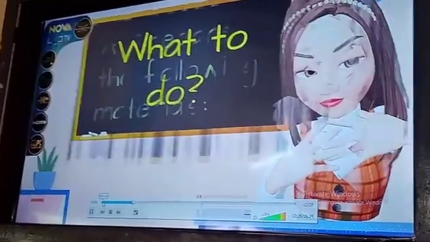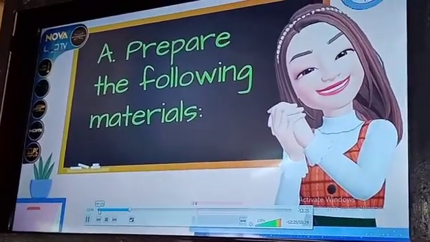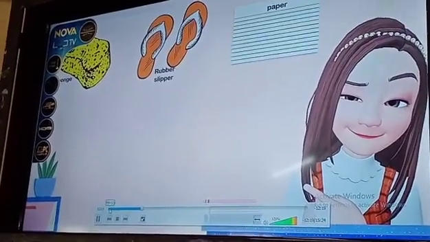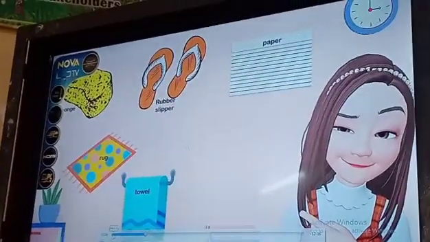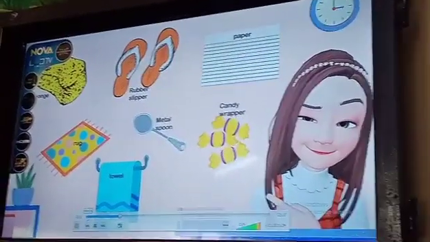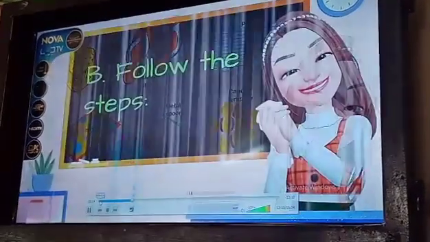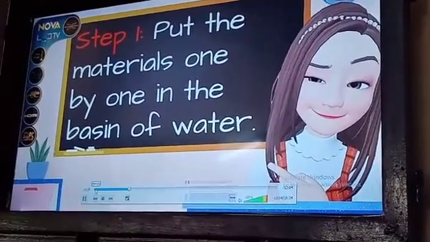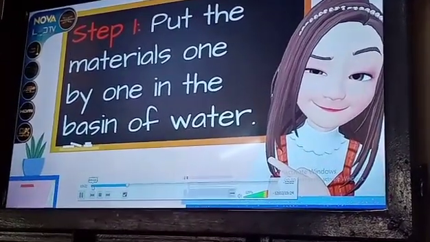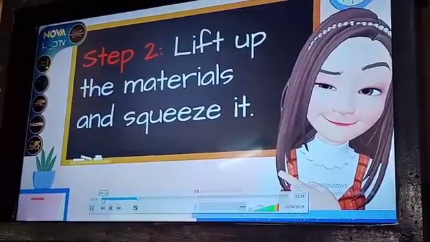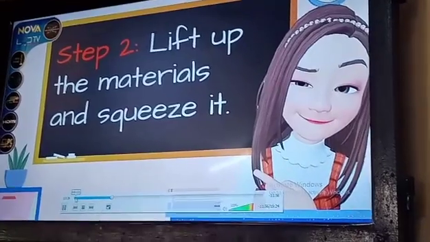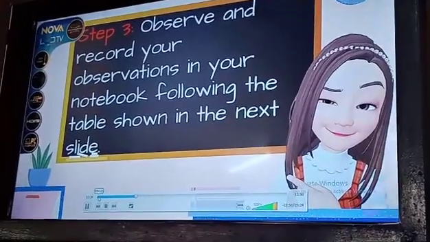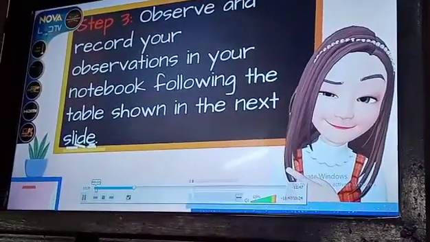What to do? Prepare the following materials: sponge, rubber slipper, paper, rug, towel, metal spoon, and candy wrapper. Follow the steps. Step 1: Put the materials one by one in the basin of water. Step 2: Lift up the materials and squeeze them. Step 3: Observe and record your observations in your notebook following the table shown.